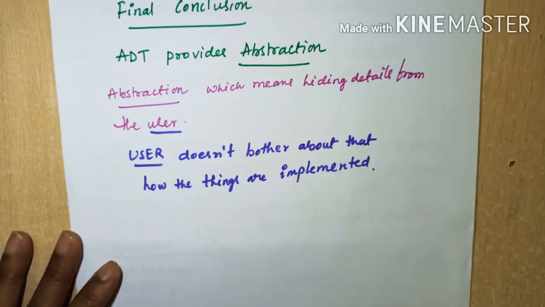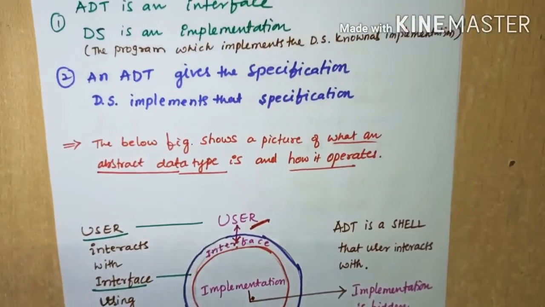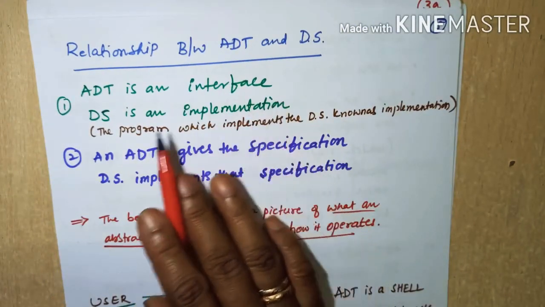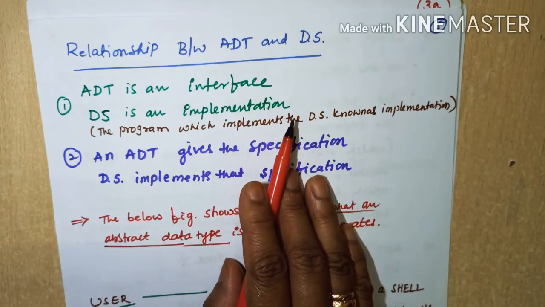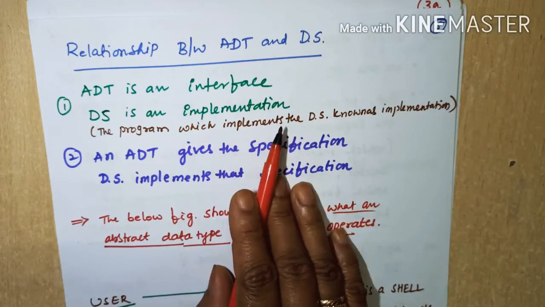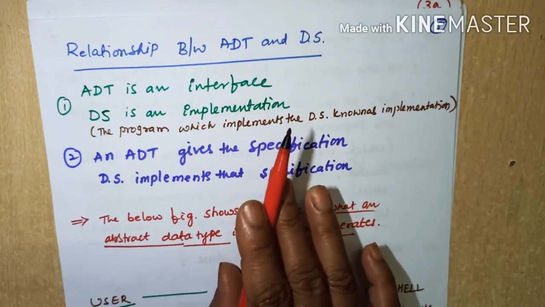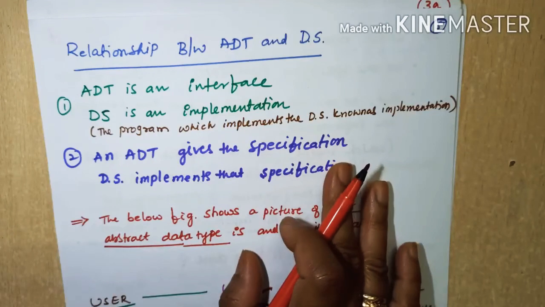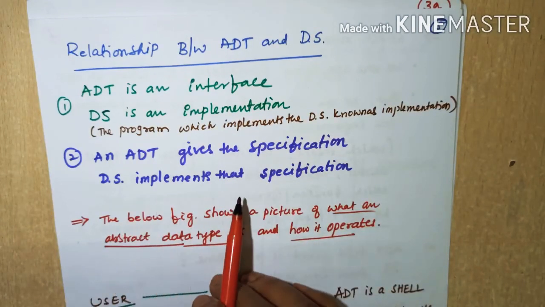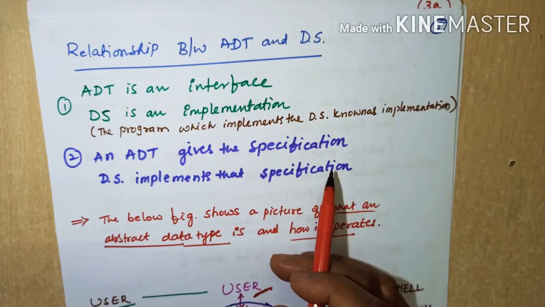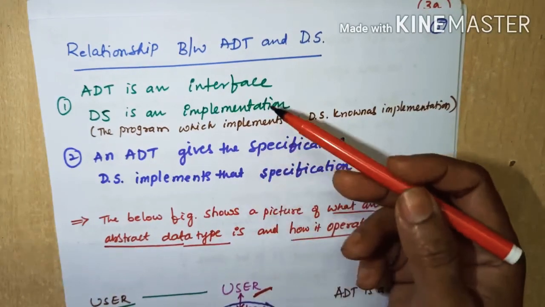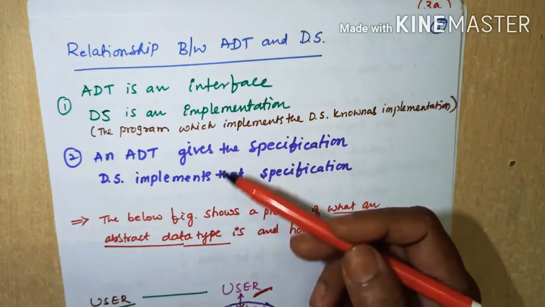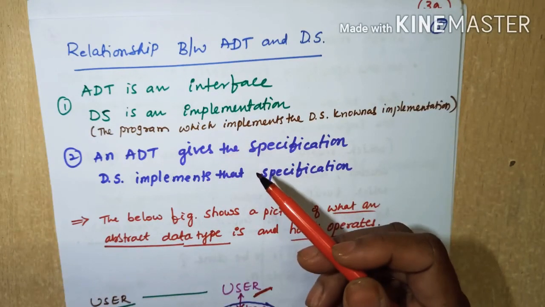So finally, what is the relationship between ADT and data structure? See, an ADT is an interface. A data structure is an implementation. The program which implements the data structure, we call it the implementation. An ADT gives the specification, but the data structure implements that specification. We'll come to know in further videos what is this ADT and what is this DS in a clear picture.